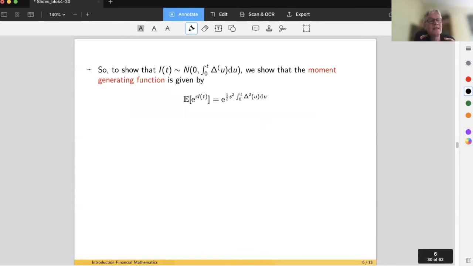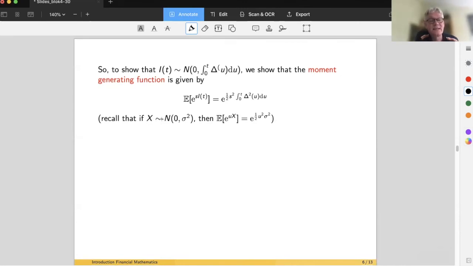Now we need to show that I_t is normally distributed with that mean and that variance. And we will show that in a special way. We will show that using the moment generating function. The moment generating function is maybe the easiest way to show this. And remember, if we can show that the moment generating function, so the expectation of e to the power s I_t, is equal to e to the power 1/2 s squared times the integral from 0 to t of delta squared u du, when we are able to show that, we have shown that I_t is normally distributed with this mean and this variance.